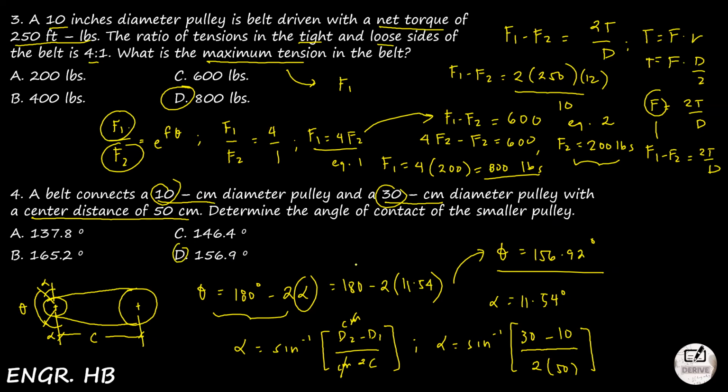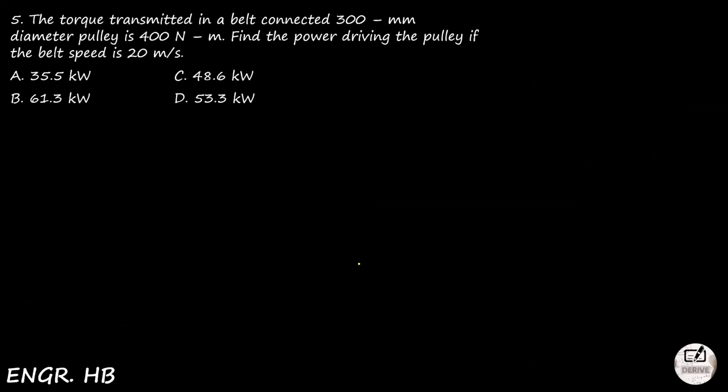Okay. So dito na tayo sa second to the last question. The torque transmitted in a belt connected 300 mm diameter pulley is 400 Newton meters. Find the power driving the pulley if the belt speed is 20 meters per second. So we are looking for the power that drives the pulley given a velocity of 20 meters per second.